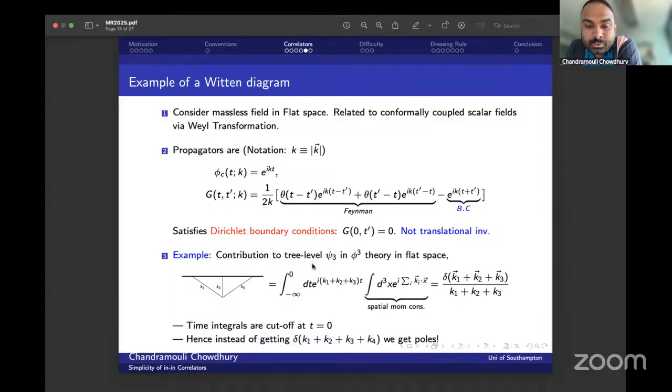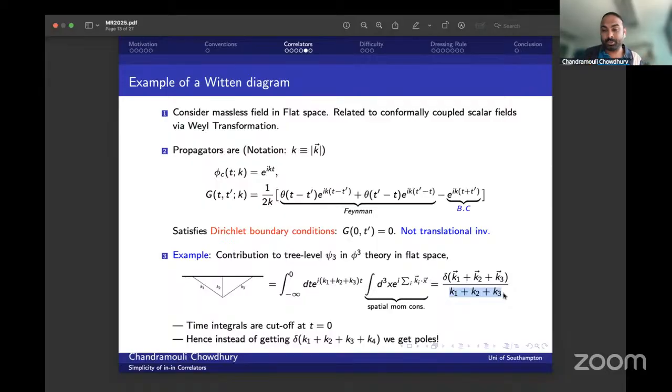And so you now have to do these time and position integrals, with the time integrals ending at t equal to 0, and the position integrals being all over. Now, for this structure, these position integrals would just give you spatial momentum conserving delta functions of this kind. And the time integrals will now give you simple poles. Normally, when you're doing an amplitude computation, you would also integrate time from -infinity to +infinity. And hence, instead of this pole, you would have actually gotten a delta function which conserved energy.